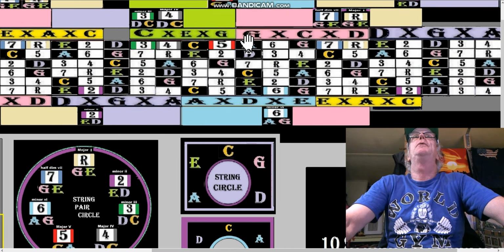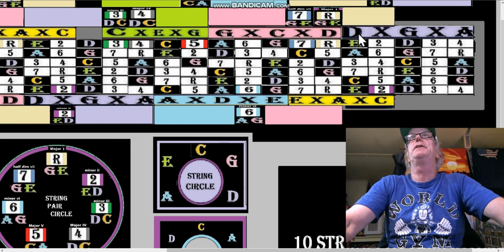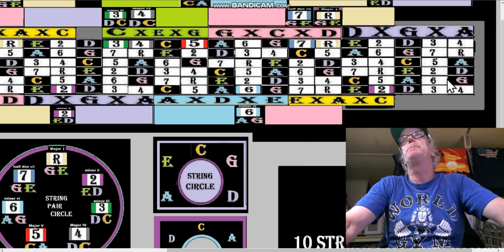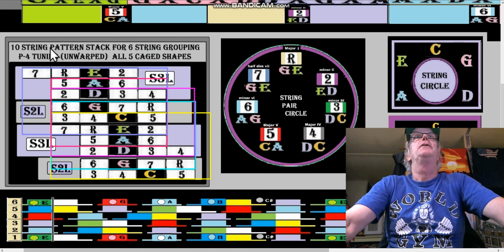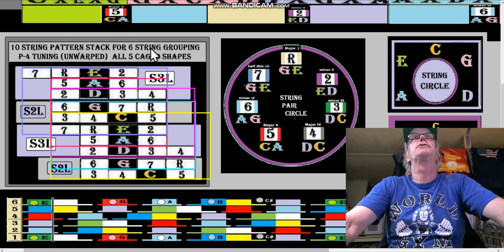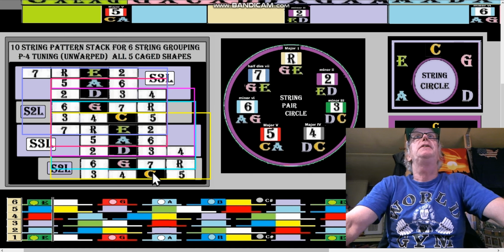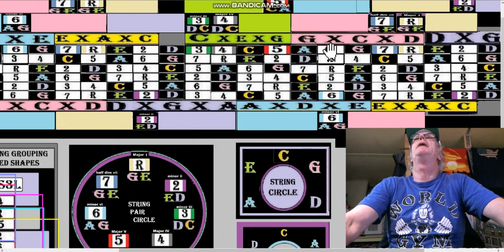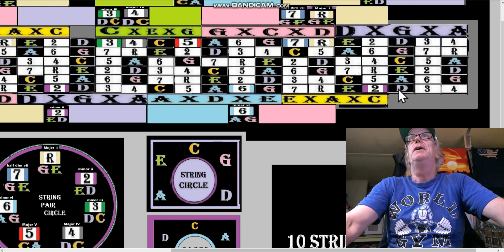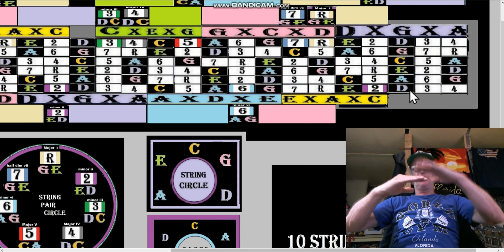So look at this. When we're going in string shapes, these are the shapes. They're not string shapes. These are the cage shapes. String shapes are the individual shapes of the strings. Okay, so we talk about string shapes over here. This is the 10-string pattern stack for string grouping, all 5 string shapes. The C shape is 3, 4, 5. The G shape is 6, 7 root. The D shape is 2, 3, 4. These are individual string shapes. But when we're talking about entire cage shapes, these are pattern stacks of string shapes.